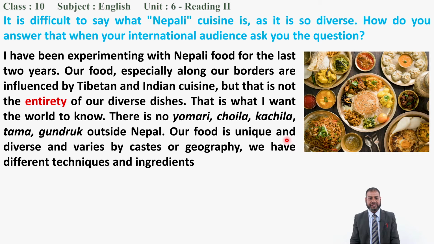Our food is unique and diverse and varies by caste or geography, which I have already told you. So we have varieties, we have diversities, so we have different food items according to our caste, according to our geography, all right? We have different techniques and ingredients. So to prepare that particular food item, we need different things, and the way of cooking is also different. So is it clear to you?